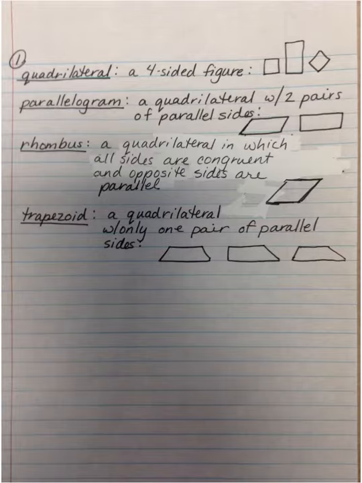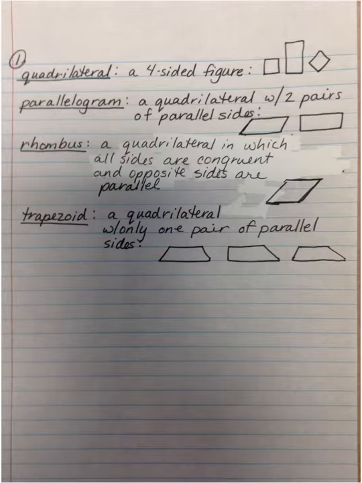The next one is a parallelogram. A parallelogram is a quadrilateral, so it's a 4-sided figure as well, but it has 2 pairs of parallel sides. And so that means it could be top and bottom that are parallel, and then left and right are parallel. So they're not all parallel to each other, but opposite of each other, they're parallel.